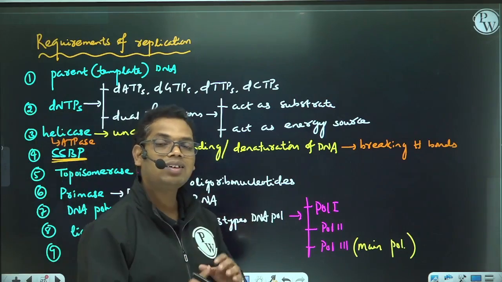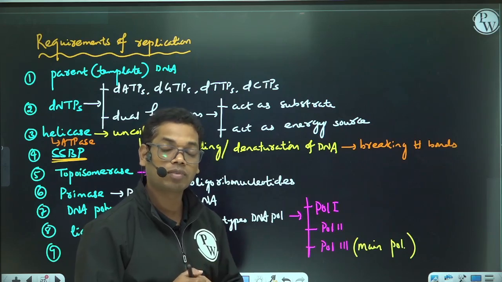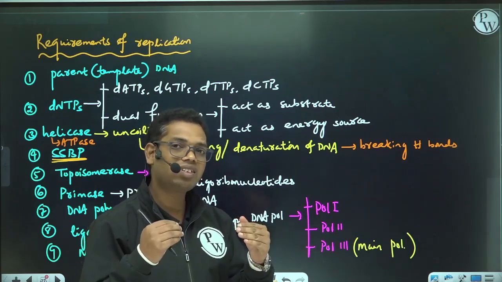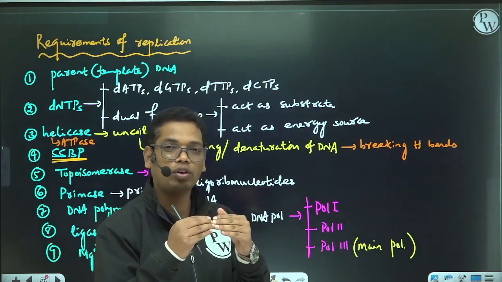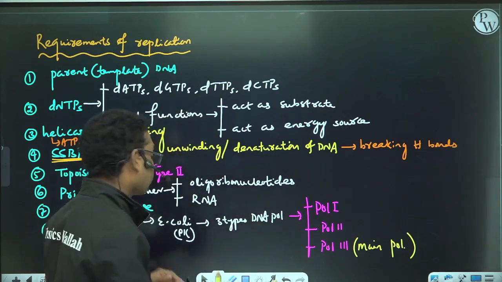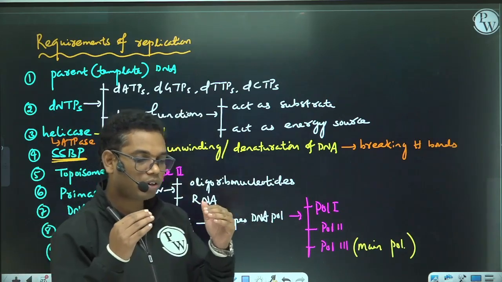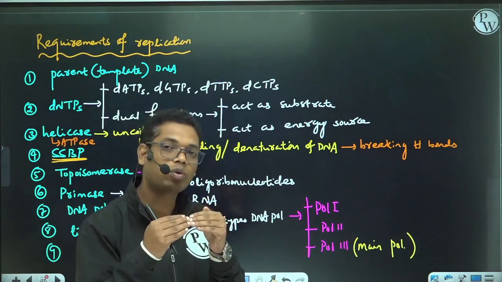If I talk about the lagging daughter strand, the lagging daughter strand is synthesized discontinuously. That means it is synthesized in the form of fragments. Those fragments have to be joined, and in that case, which enzyme is involved? It is the ligase. And whenever there is joining of the fragments, there is formation of a phosphodiester bond.